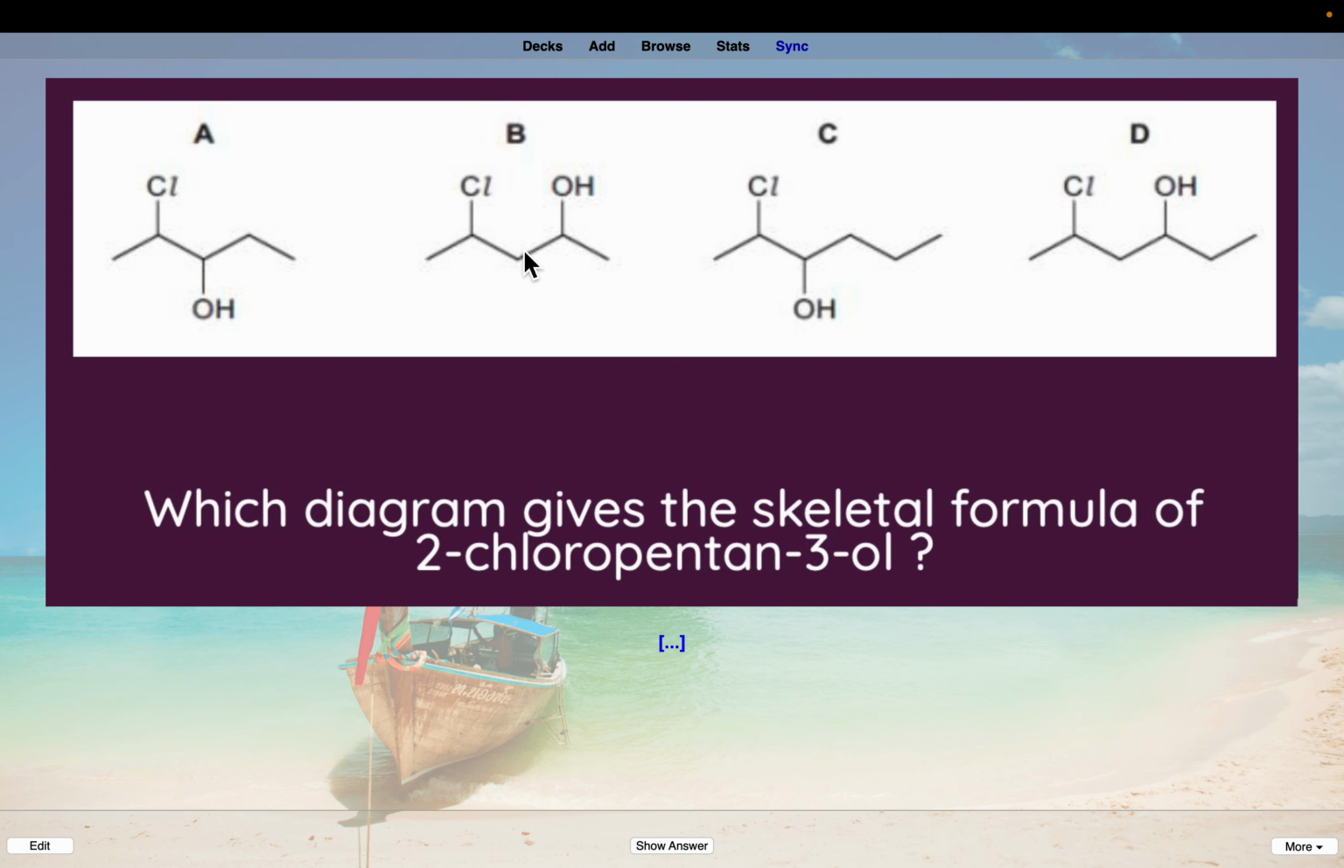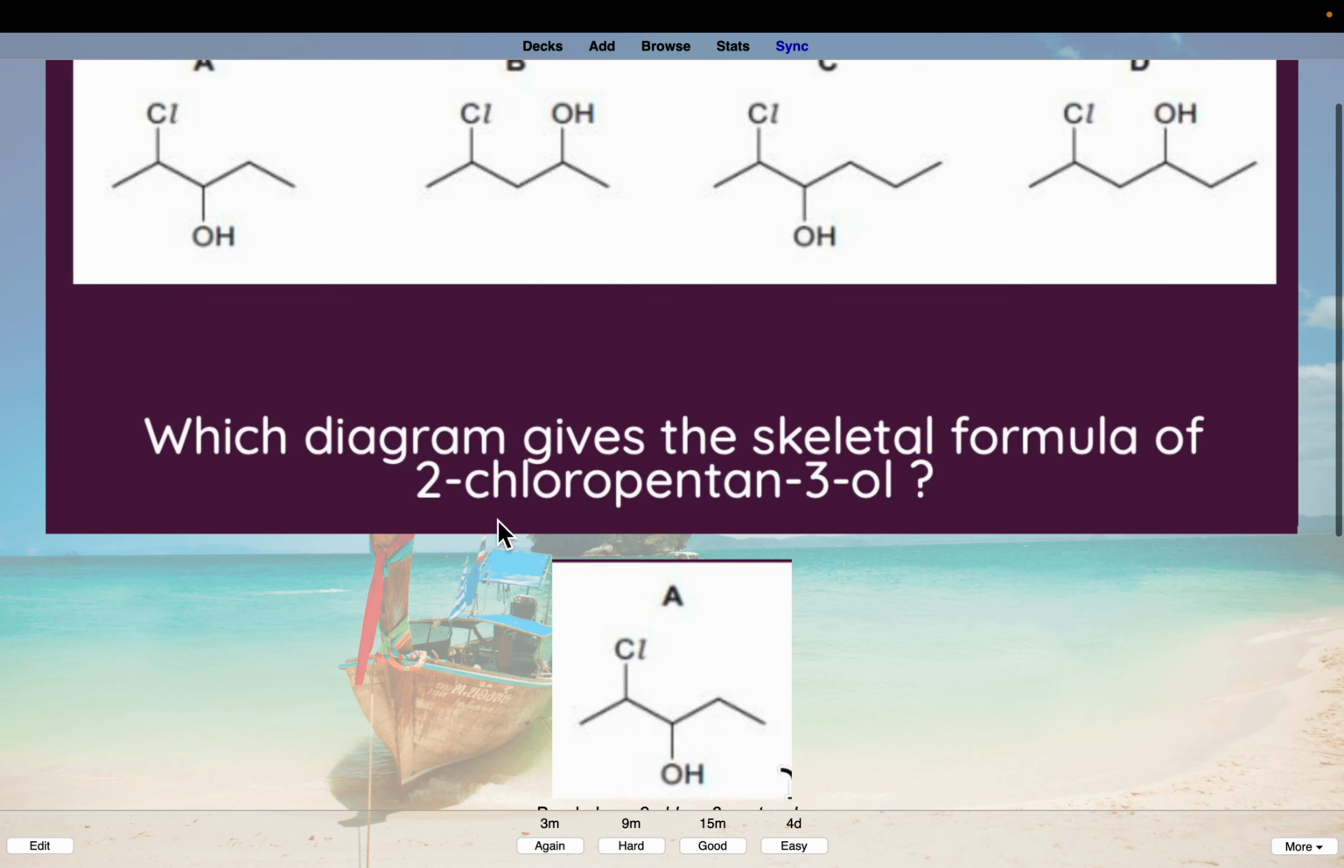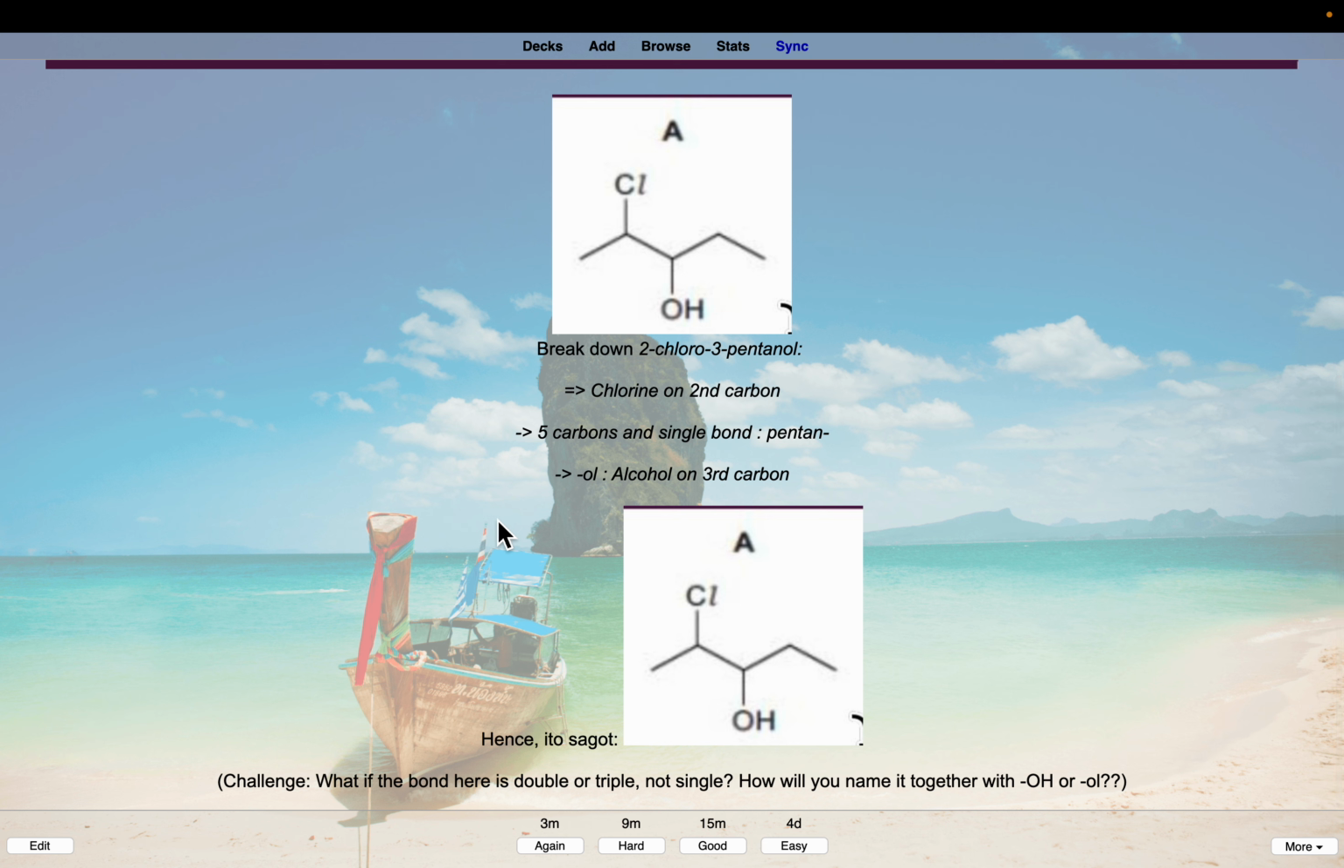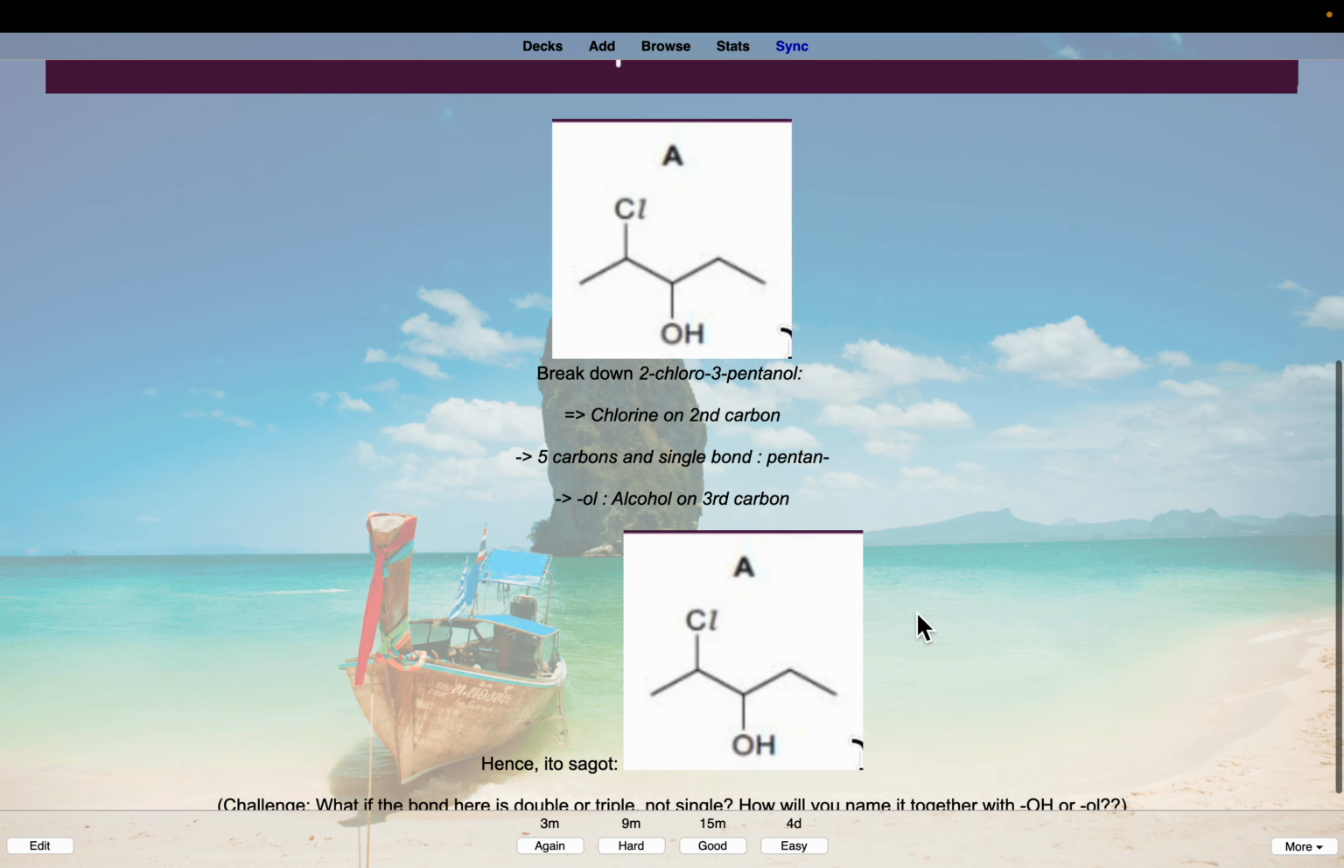Letter B is 2-chloro-4-pentanol, or... Never mind. Yeah. The answer is A. Okay, I don't want to even think about this anymore. I'll leave that to you.